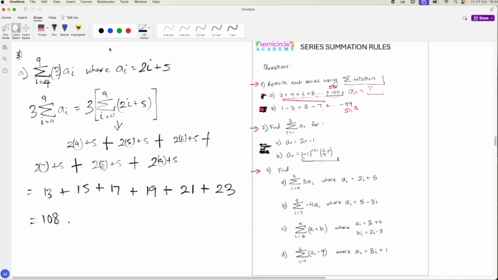Oh, we aren't done yet. We still didn't multiply by 3. So the final answer: I should rewrite it as the summation of i is equal to 4 to 9 of 3a_i. It'll be 3 times 108, which is 324.